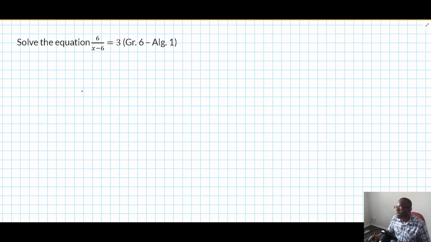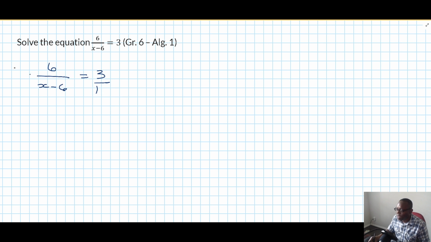So now we want to solve this equation: 6 divided by x minus 6 equal to 3. We have a denominator on the left-hand side and we don't have one on the right-hand side. I'm going to show you two ways of doing this. The first method is multiplying by the denominator, so you get rid of the denominator.